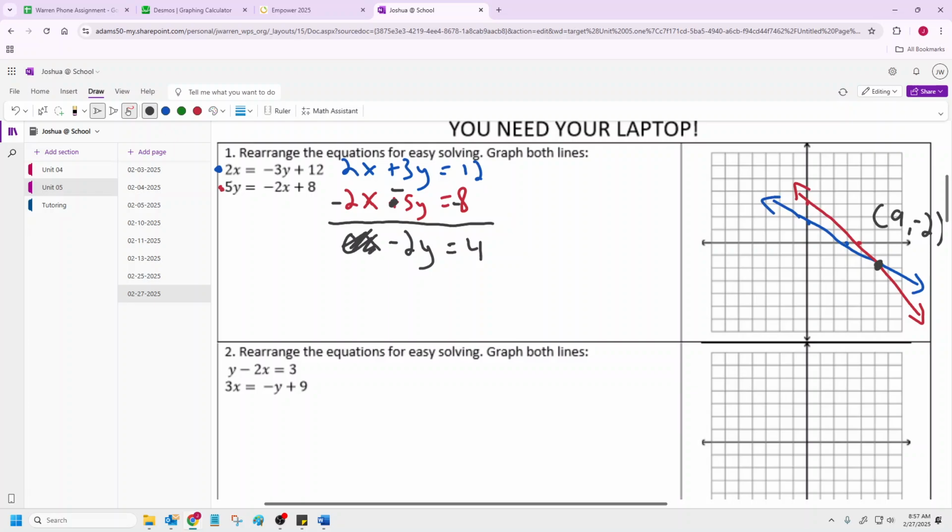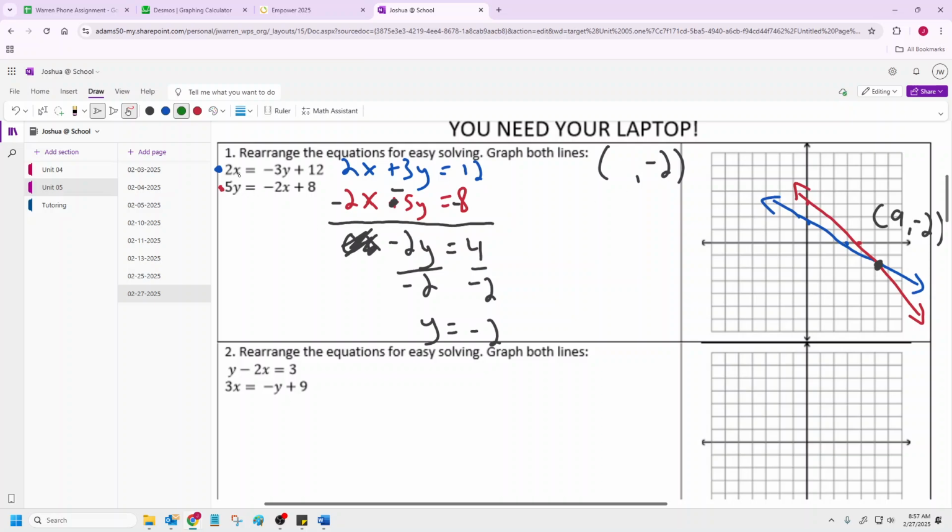We can get rid of this 0x. It's nothing. I'm going to divide by my negative 2 right now. And then when it's all said and done, I have y equals negative 2. So remember, I have this up here, y equals negative 2. And then what I have to do is come back. I can pick any equation I want to, and I can plug in my y as negative 2.